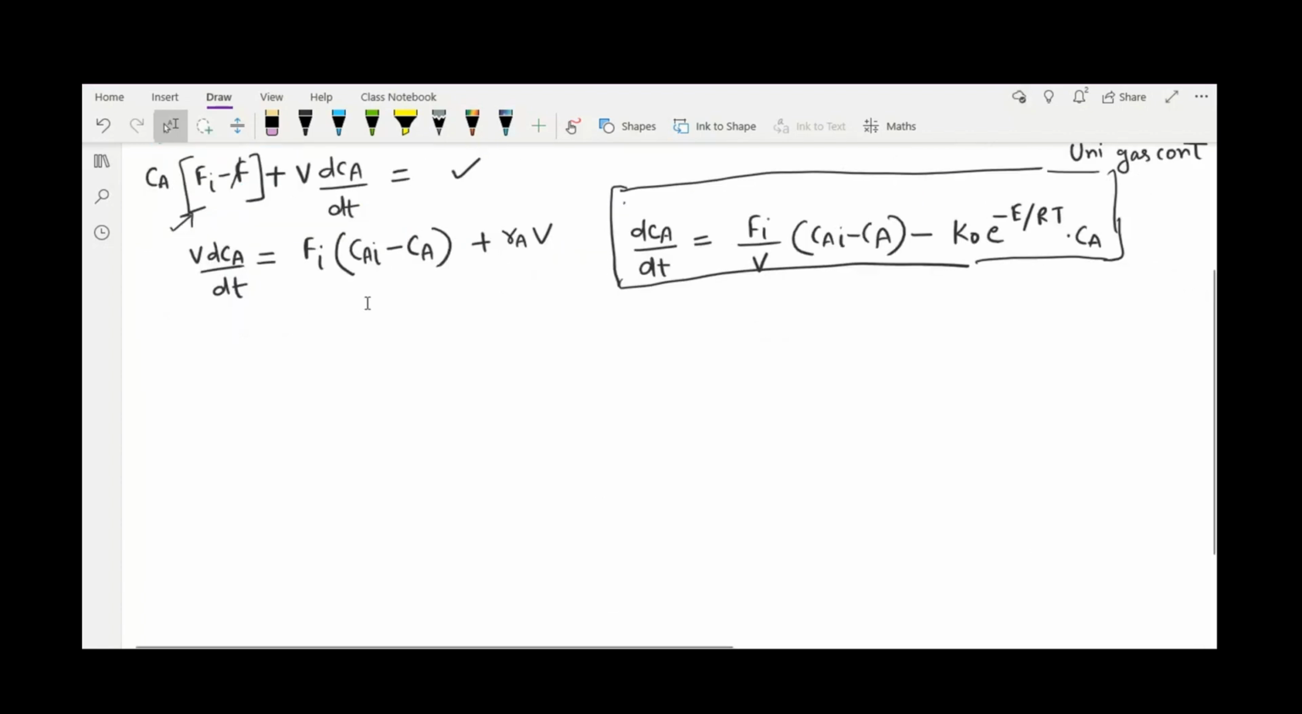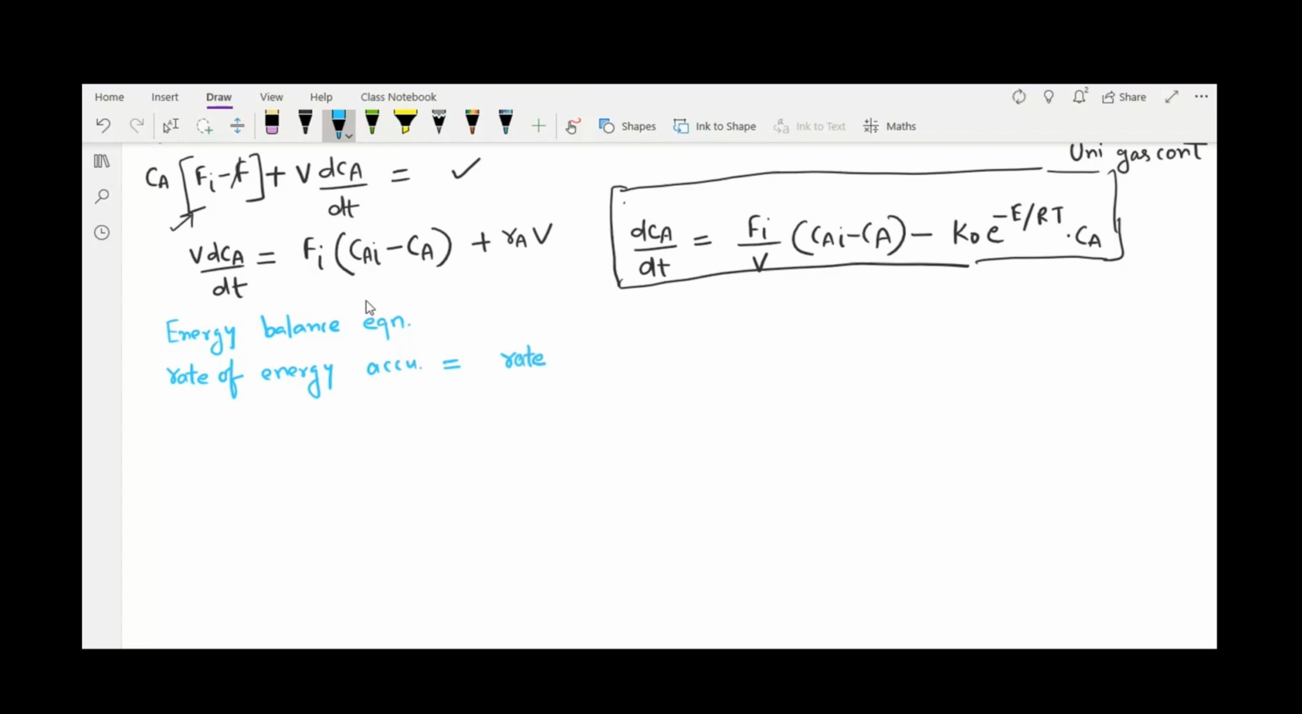Now we will move ahead and we will write the third equation of CSTR. This is the energy balance equation. Right? So in the energy balance equation, we will have rate of energy accumulation. So rate of energy accumulation is equal to rate of energy input.